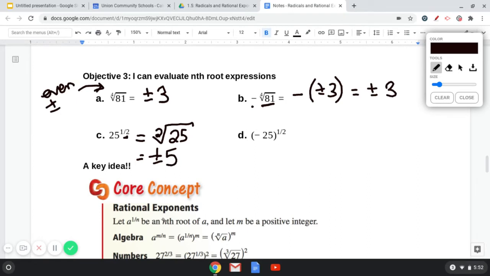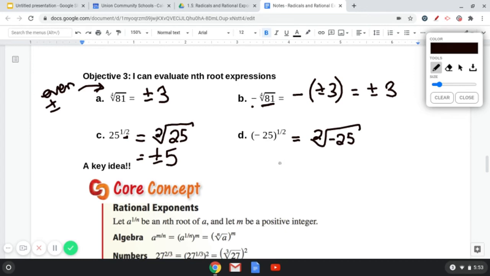Right on. Now D, very similar to C, but with a negative 25. Now really think about this one for a second. Is your answer 5? Is 5 times 5 negative 25? No. What if it were negative 5? What's negative 5 times negative 5? Hold up, that's still a positive 25. What multiplied by the same thing is negative 25?